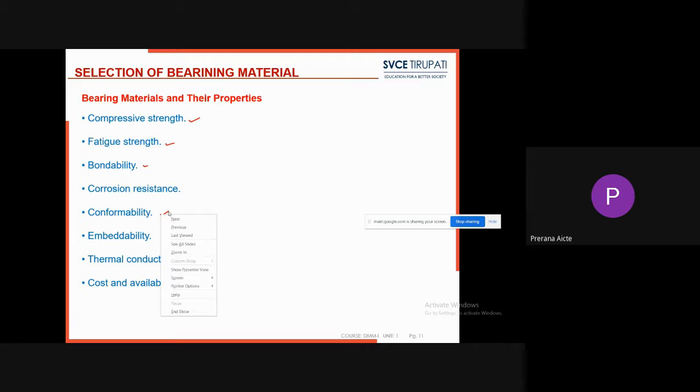Because the bearing will keep on revolving in thermal heat sections, or automobile sections, or any other sections, the bearing material will not be affected by any dust, smoke or foreign matter. So that is conformability. Embeddability means, when the bearing is running in a high thermal or high heat condition, the temperature will not affect the bearing material. That is called embeddability.